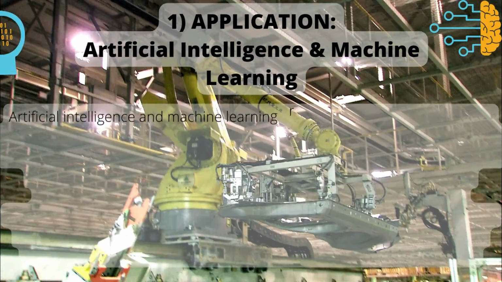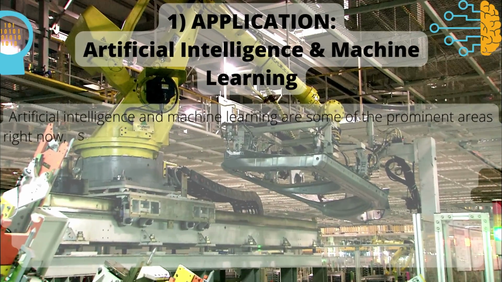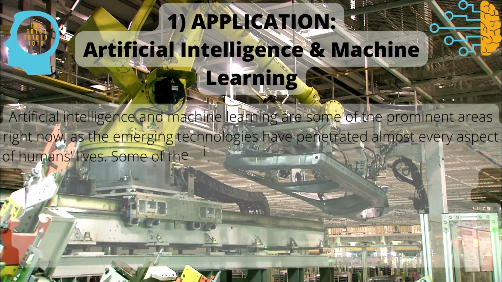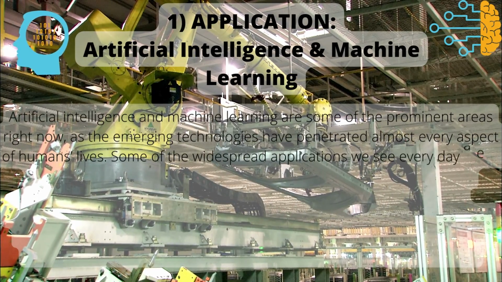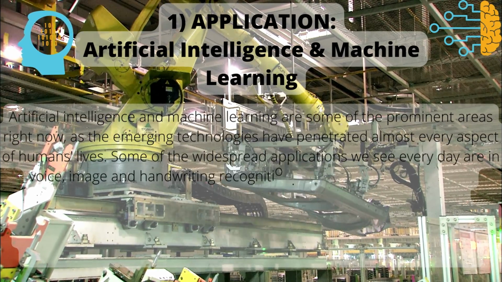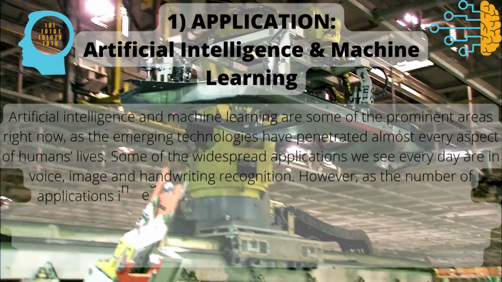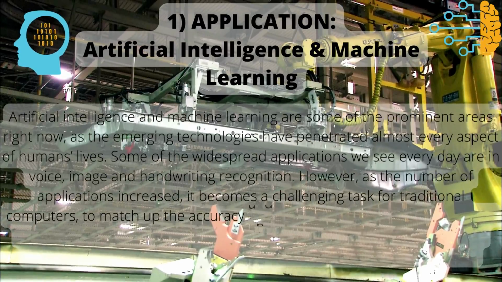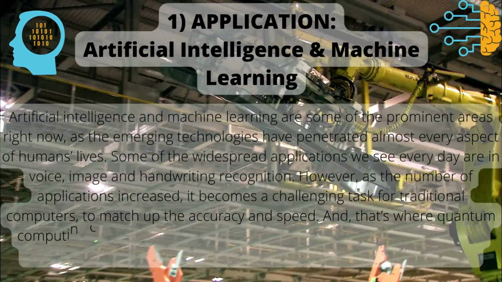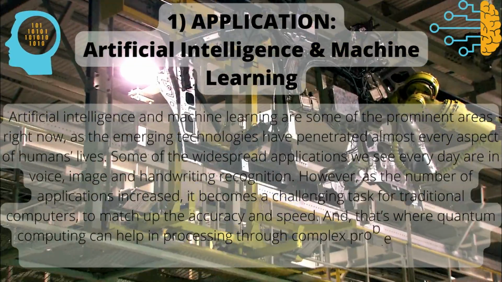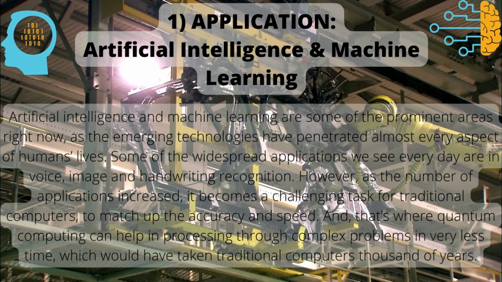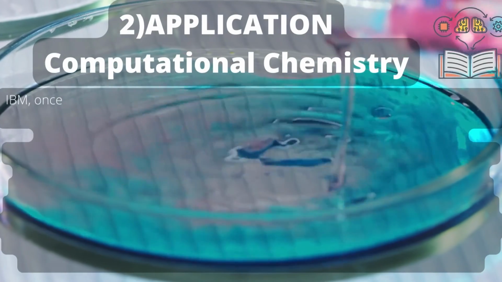The first application is artificial intelligence and machine learning. These are some of the prominent areas right now, as the emerging technology has penetrated almost every aspect of human life. Some of the widespread applications we see every day are in voice, image, and handwriting recognition. That's where quantum computing can help in processing complex problems in very little time, which would have taken traditional computers thousands of years.